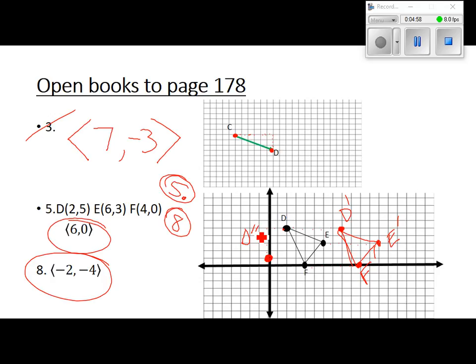Do the same thing to the others. How do I move from F? Left 2, down 4. 1, 2, 3, 4. That's double prime. E, left 2. 1, 2, 3, 4. E double prime. Connect those two. I probably should change colors, but it doesn't matter. Does that triangle look exactly like the other two? It goes.